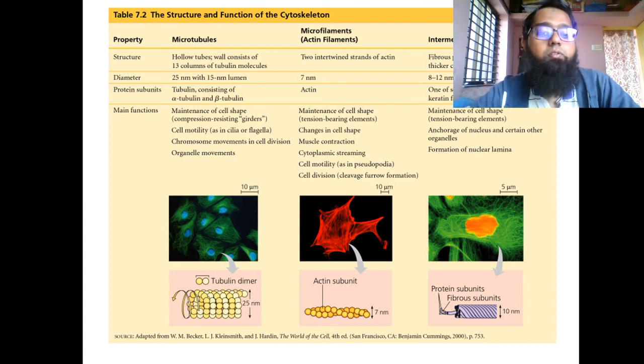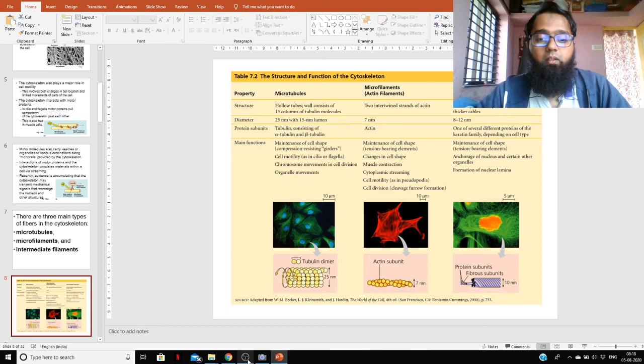Okay, then the functions are also comparable. You can see they have slightly different functions to perform. It is very clear on the screen, and the structure is also very clear. In the animated structure you can see the tubulin monomer, alpha and beta tubulin, and how it is formed. In the microfilaments, you can see how actin subunits are formed, and in the intermediate filaments how the protein subunits are located, which is a very typical structure of a muscle fiber. Okay, so this is in brief regarding the cytoskeleton, its function, definition, and types. Okay, thank you.